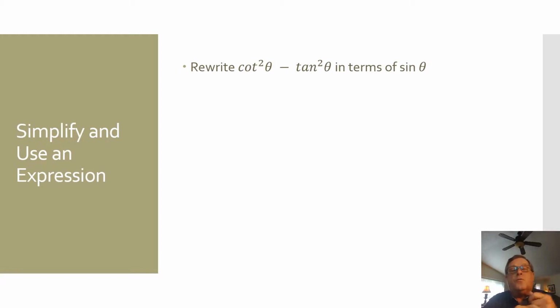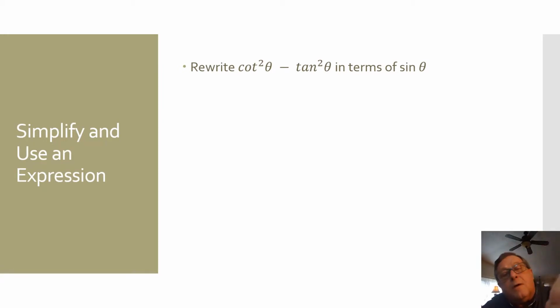Well, here we're asked to rewrite the expression, the cotangent squared of theta minus the tangent squared of theta, and rewrite that in terms of the sine of theta. So we're going to try to get all these terms written into some expression that involves the sine of theta. Well, let's start this way. Let's first think about the cotangent squared of theta. We're going to work our way left to right.